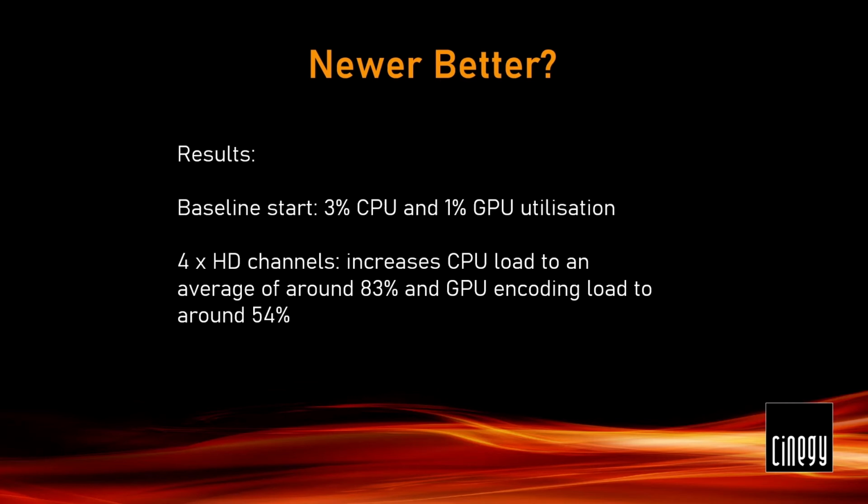We started with a baseline a bit lower than the G3, 3% CPU, 1% GPU utilization. And as we increased up to the 4 HD channels, our CPU moved up to about 83%, which is slightly higher than we had on the G3, but still an acceptable load. The GPU was averaging around 54%, which again is an acceptable load on that GPU. And these are good results and do show the benefits of using the newer hardware platform. But don't forget that this is still the smallest of the available G4 instance sizes available.